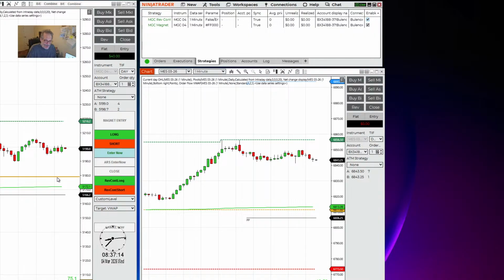If it gets to the line, I can turn auto on. My target is going to be 5172-ish, right at the VWAP. If you hover over the box, that's what it shows you. And the entry is 5179. It shows you that also.